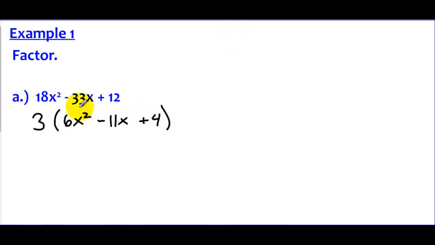Now I can come off to the side and say, I've got to keep factoring. This is a situation where AC factoring applies. So I'm going to forget about the 3 and say, okay, AC: my A is 6 and my C is 4. 6 times 4 gives me 24. And my B value in the middle is the negative 11. So I need to find a pair of numbers that multiplies to a positive 24 and adds up to a negative 11. Those numbers are negative 8 and negative 3.